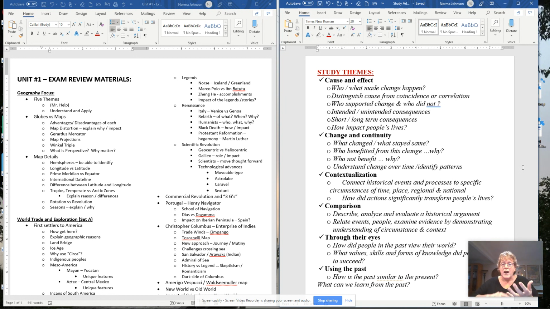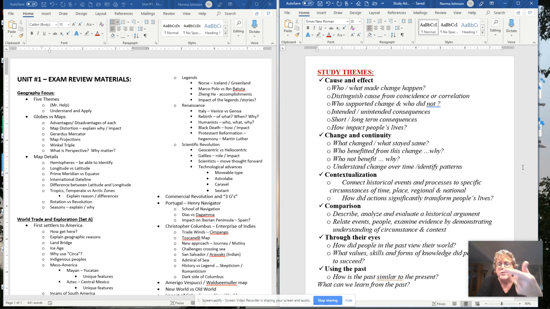Comparison, describe, analyze, evaluate are all asking you to make judgment calls about different questions and things that we look at. So one of the things you might be asked to do is evaluate an argument. I may make a statement and I'll tell you to evaluate it. We'll do more of that a little bit later on, but that's one of the themes that we come up with.